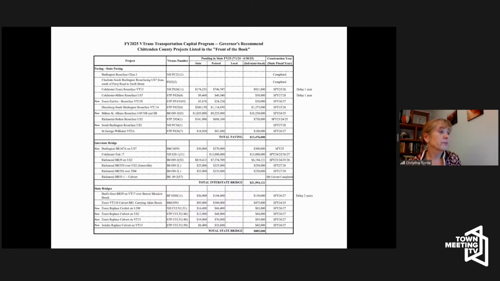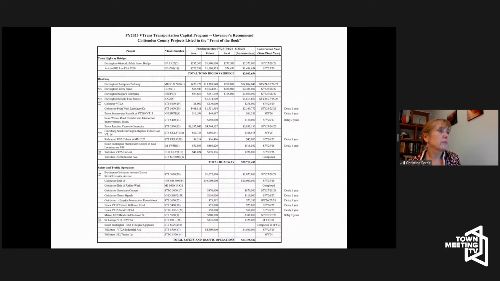And 10 highway bridges. The Burlington-Winooski Main Street Bridge will be a major item over the next many years. Roadway is the largest category, 28.7 million in that category. The large projects here are Champlain Parkway. Burlington has a grant to do work on Cherry Street. We've got Crescent Connector. We've got Colchester Prim West Lakeshore Drive. And then safety traffic operations.